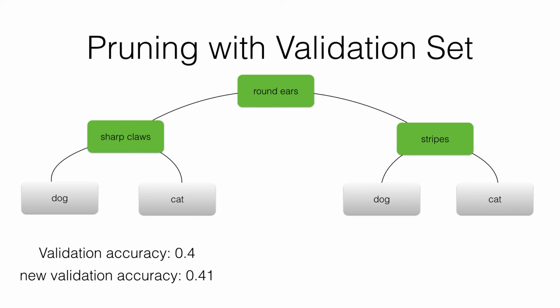Sometimes your validation accuracy will improve, sometimes it will get worse, sometimes it will stay roughly the same. But you could just choose some heuristics for when you decide a prune is worth it, because the pruning is going to save you computation time, as well as hopefully limit the complexity of your model, so you reduce the variance or the overfitting.